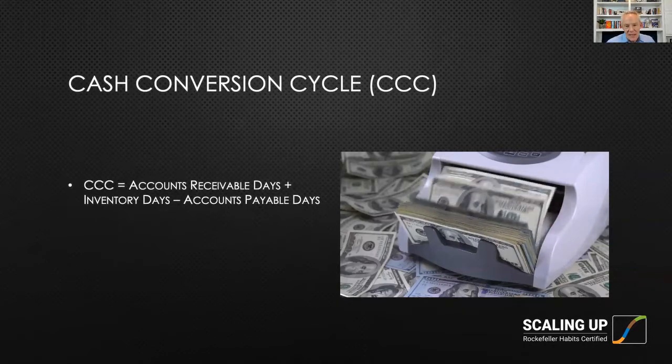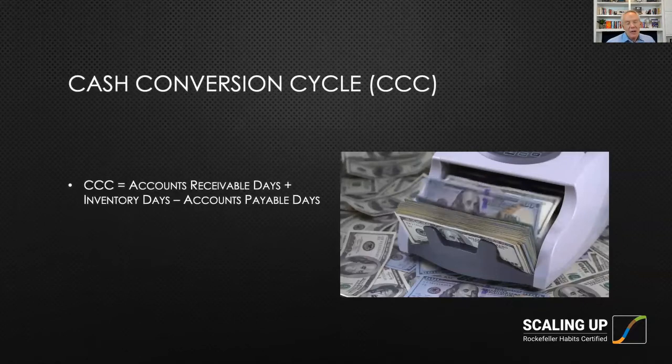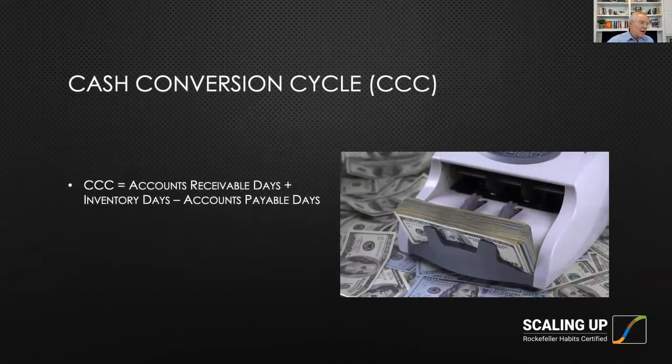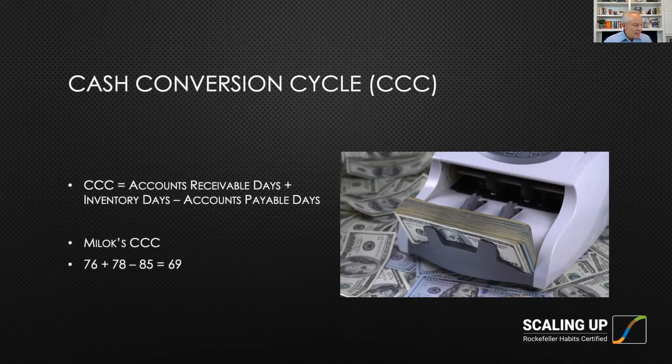And this is something that's easy for a financial executive, or really any manager, to calculate, converting it to days. It's accounts receivable days plus inventory days minus payable days, and that computes your cash conversion cycle. So if we look at MyLock, they had 76 days of accounts receivable, 78 days of inventory, and 85 days of payables. So their cash conversion cycle is a 69.